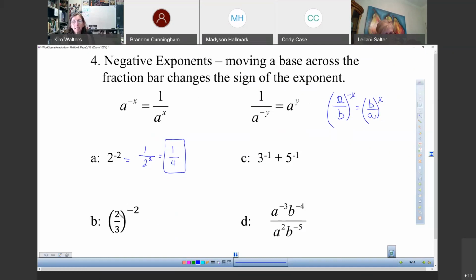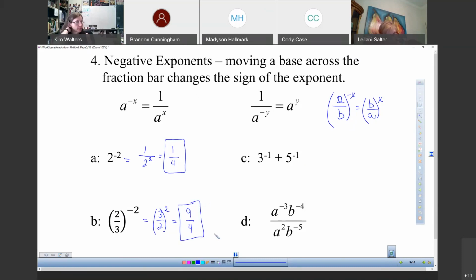So that means that 2/3 to the negative second becomes 3/2 to the positive second. Gotta love it. There's always a shortcut in there when we deal with fractions. And so now I can square each piece and I get 9/4. And that is my final answer. Okay. So far, so good. We just don't like negative exponents. They don't help us any.